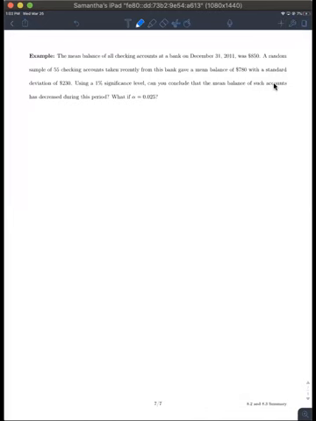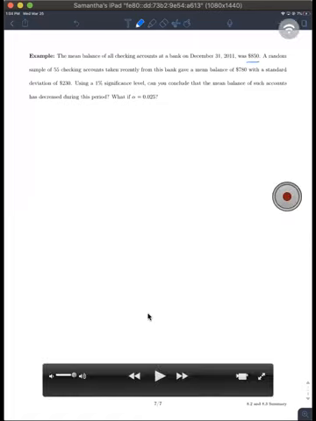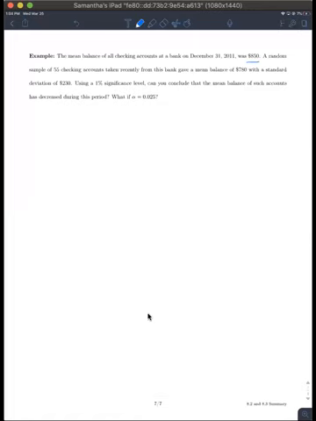Okay, so you want to figure out if you're testing for mu or if you're testing for p first. Here it says the mean balance of all checking accounts at a bank on December 31st was $850. So this 850, what variable is that going to represent? Mu or p? Mu. Is it mu? Is it going to be mu or a proportion p? Yeah, it's going to be mu.